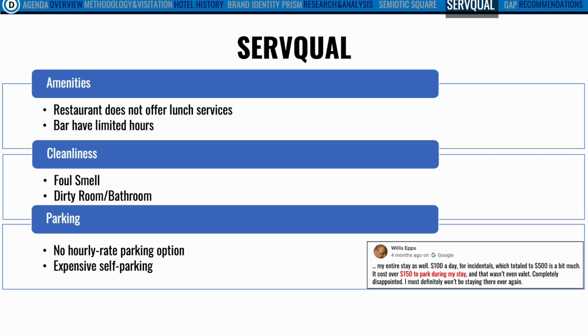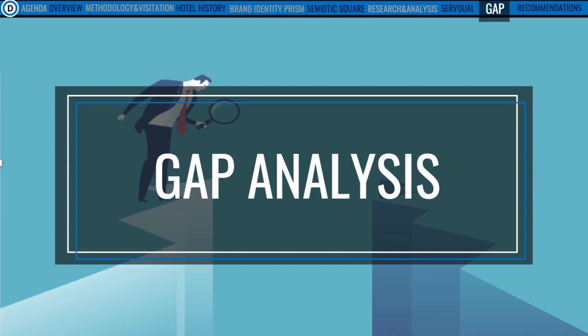As for parking, the self-parking options were expensive. There isn't any hourly rate parking option for visitors or customers who are just there to dine in at the restaurant and bar. Gap analysis.